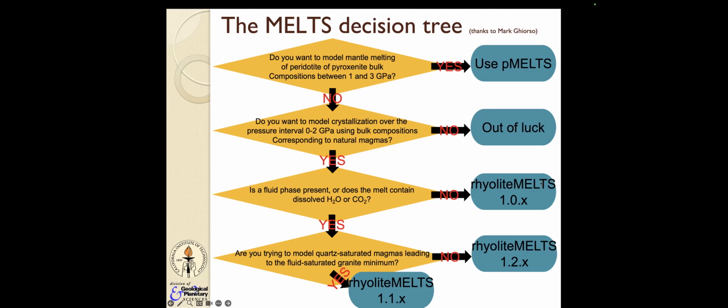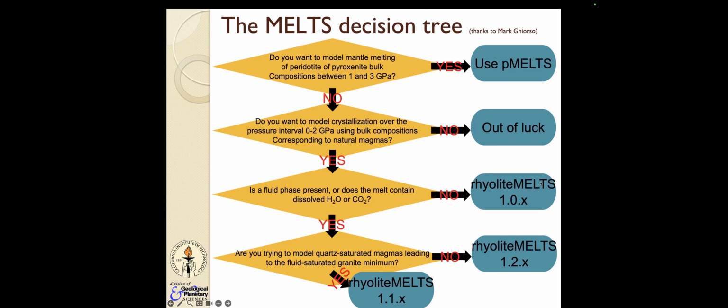Do you want to model crystallization between 0 and 2 GPa using bulk compositions corresponding to natural magmas? If no, MELTS is not your tool, right? This is the only thing that MELTS does. If you're looking at grossly simplified systems or things that turn up in ceramics that have nothing to do with natural magmas, or you want to do 10 GPa, you're not going to use MELTS at all.